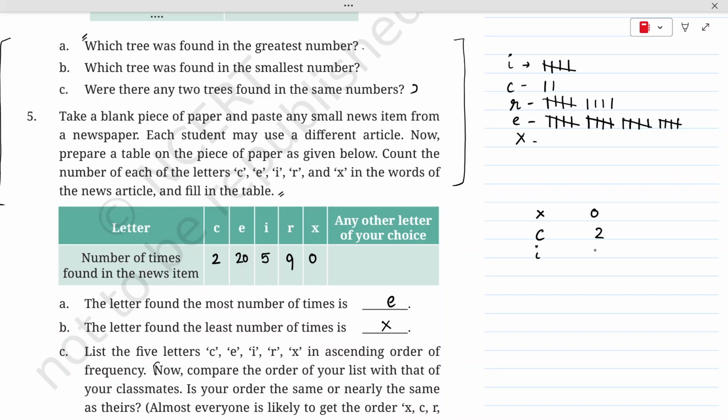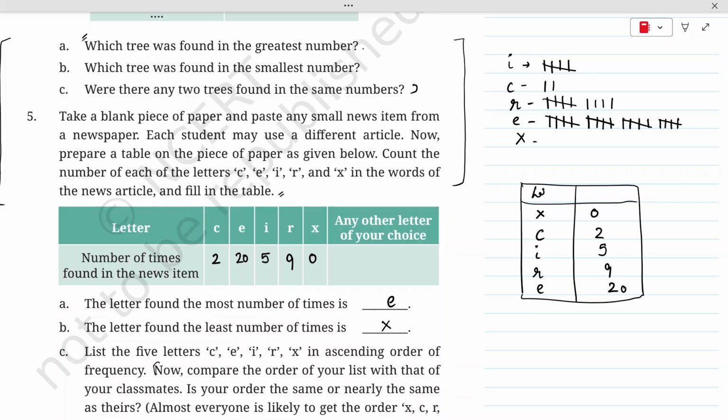I, we have 5 times. R, we have 9 times. And E, we have 20 times. Okay. So this is the letter and this is the frequency. Frequency means the number of times it is coming. Okay. So I hope this is clear, kids.